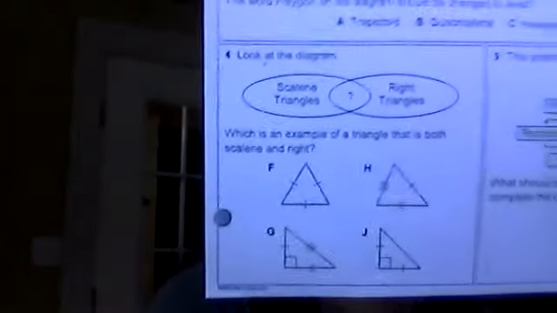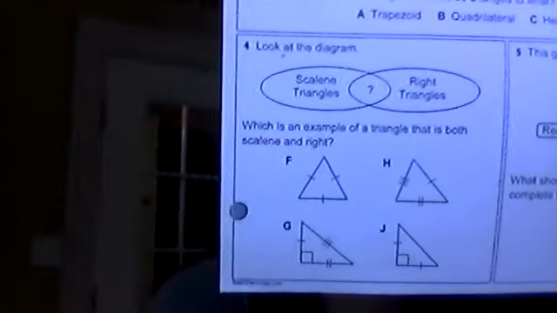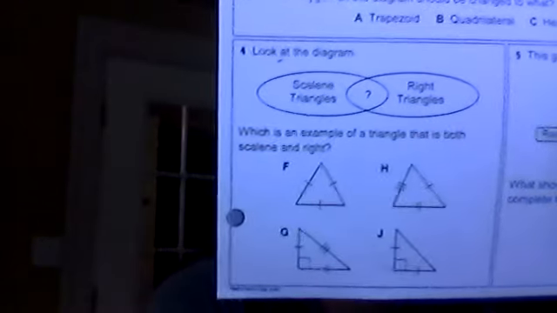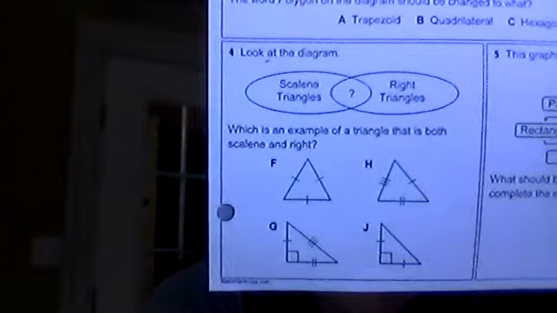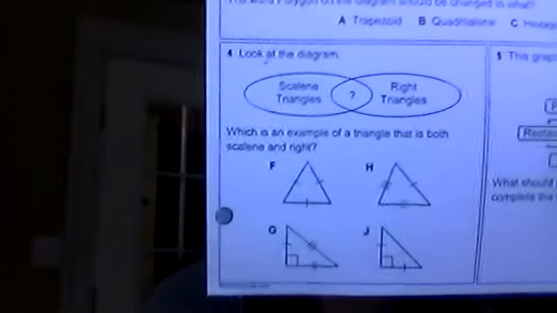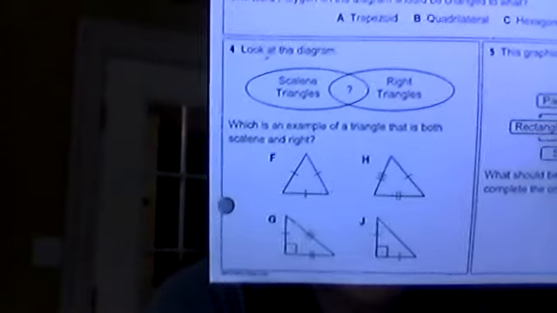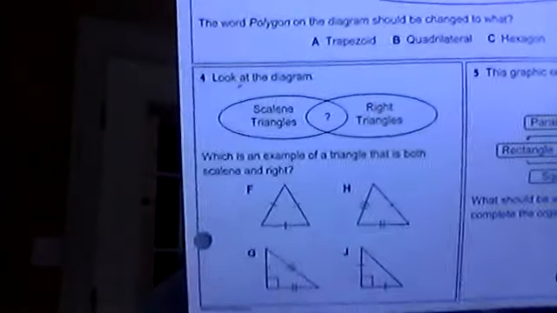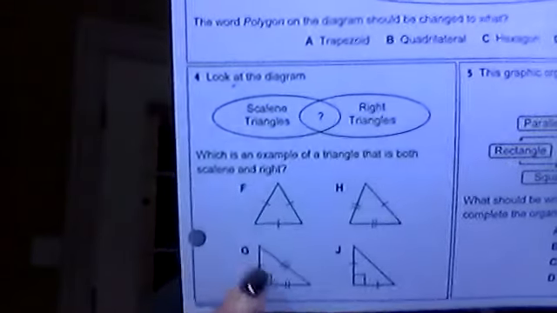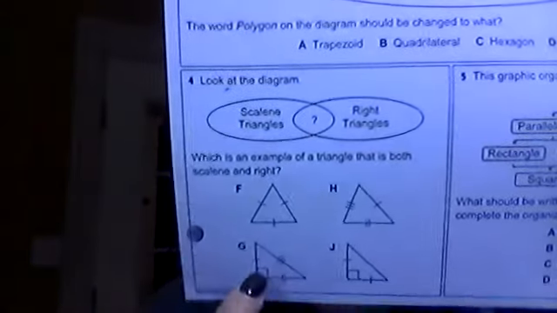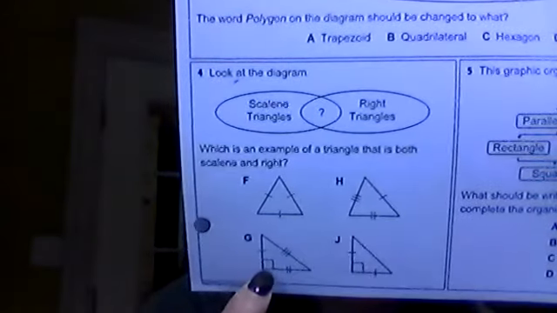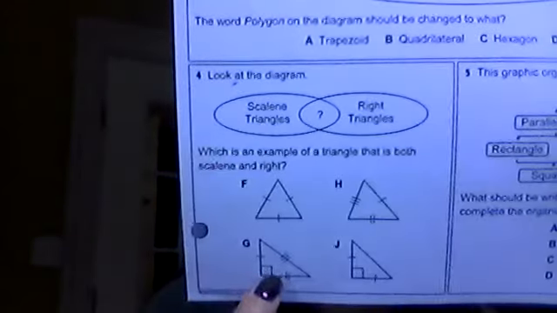However, this is not a scalene triangle because we know that on a scalene triangle, none of the sides can be the same. So the only choice that shows none of the sides the same and a right angle would have to be answer choice G over here. Answer choice G. None of the sides are the same and we have that right angle here. Remember, that little square indicates a right angle.